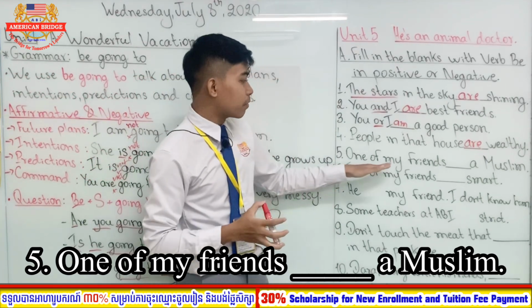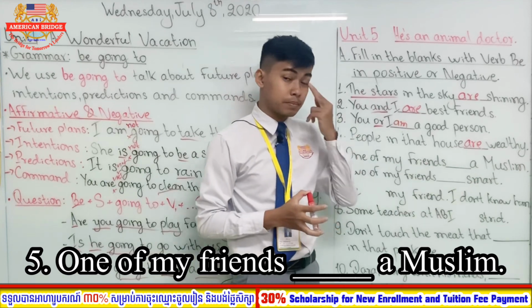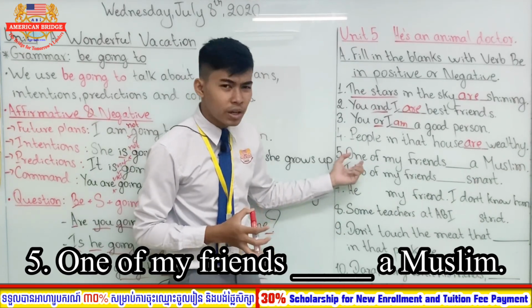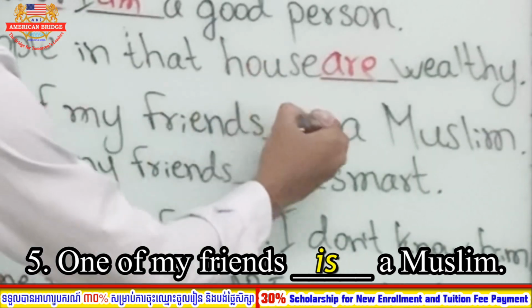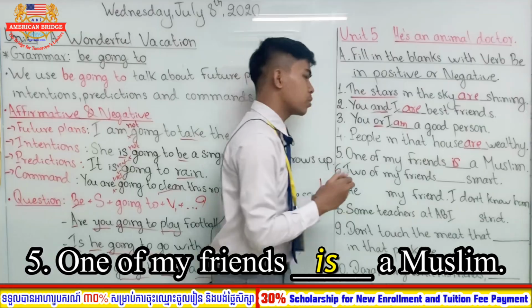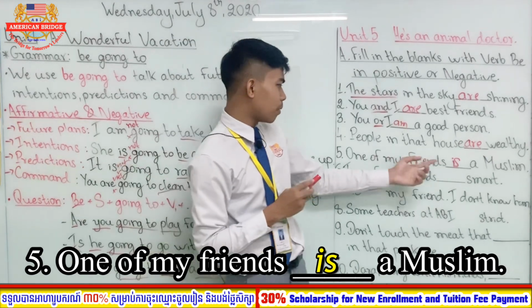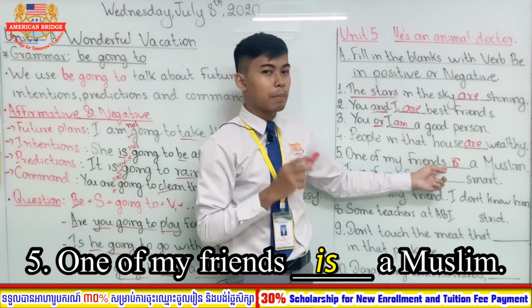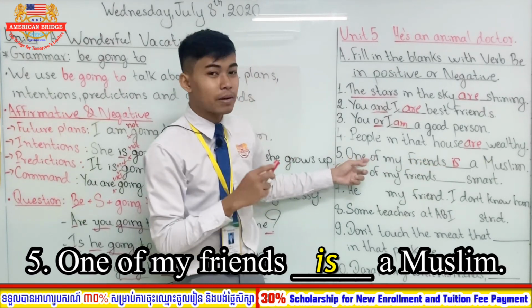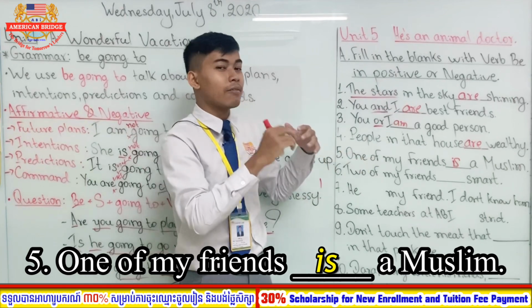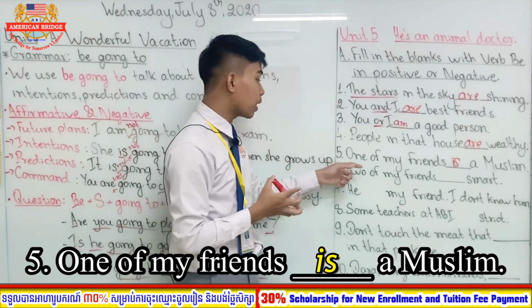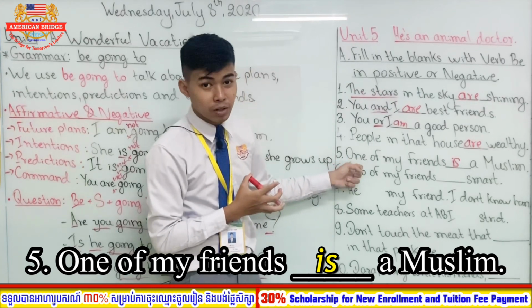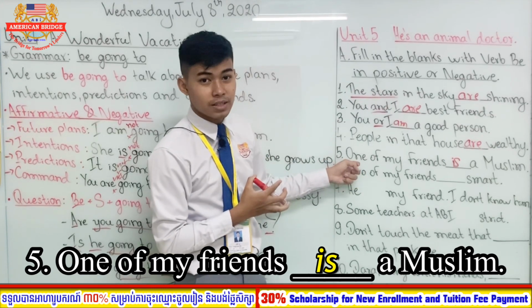Okay, so one of my friends blah blah a Muslim. So the subject here is only one. Okay, only one. So it is: one of my friends is a Muslim. Some of you might ask, what about this one, friends with S? But here they say one of my friends. It means that I have a lot of friends, but right now I am only talking about one friend.